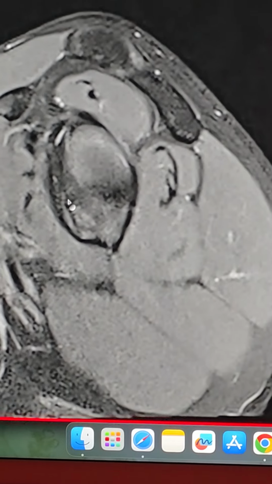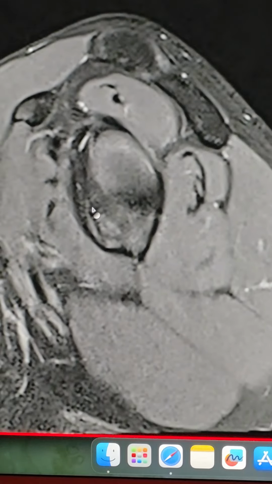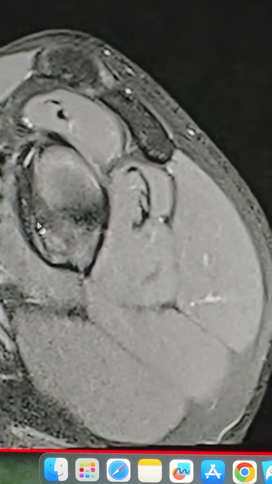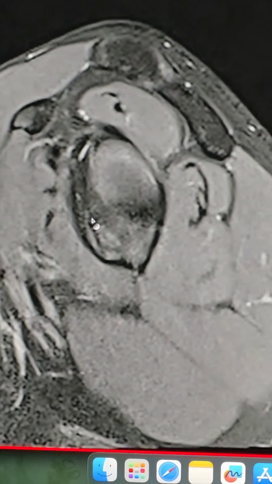Generally we give a glenoid track in cases where there is an underlying fracture of the glenoid bone or glenoid bone loss. However, in this case it is not applicable.